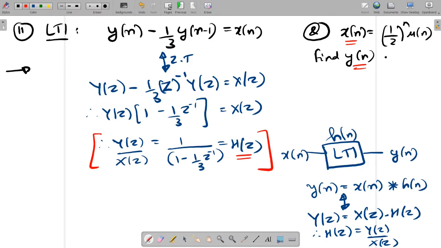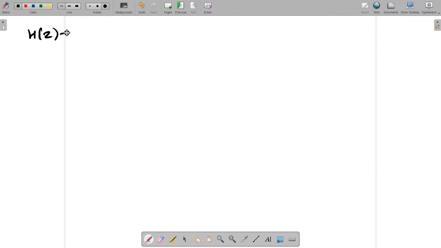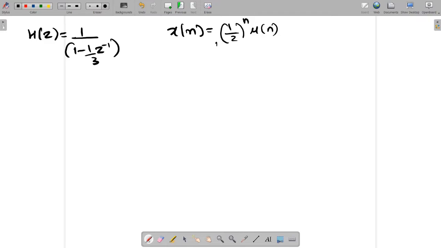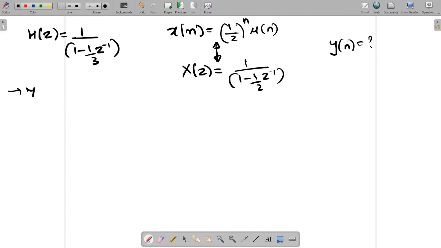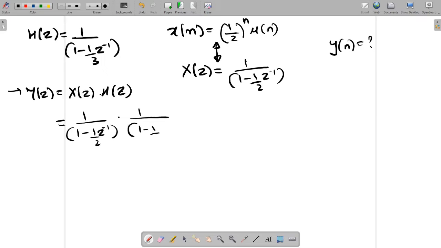Fine. So I have with me H of z as 1 upon 1 minus 1 by 3 z inverse. X of n is given to me as half raised to n u of n. So what is X of z? X of z is 1 upon 1 minus half z inverse. And I need to find y of n. I know that Y of z is equal to X of z into H of z. X of z is 1 upon 1 minus half z inverse. H of z is 1 upon 1 minus 1 by 3 z inverse.